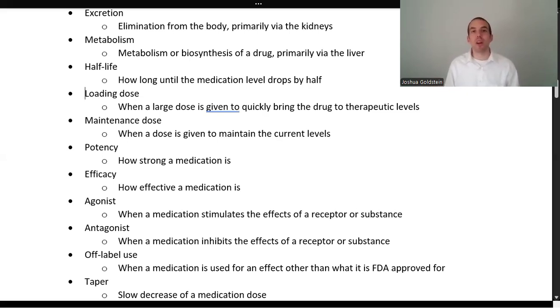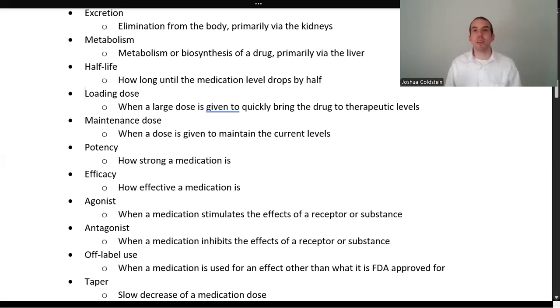Loading dose is when a large dose is given to quickly bring the patient to therapeutic level. The classic example of this is a Z-Pak. A Z-Pak is an antibiotic, azithromycin. If any of you have ever taken it, it's one of the most common antibiotics. The medication is taken the first day as a double dose, 500 milligrams, and then on subsequent days you take 250. That's a classic example of a loading dose.